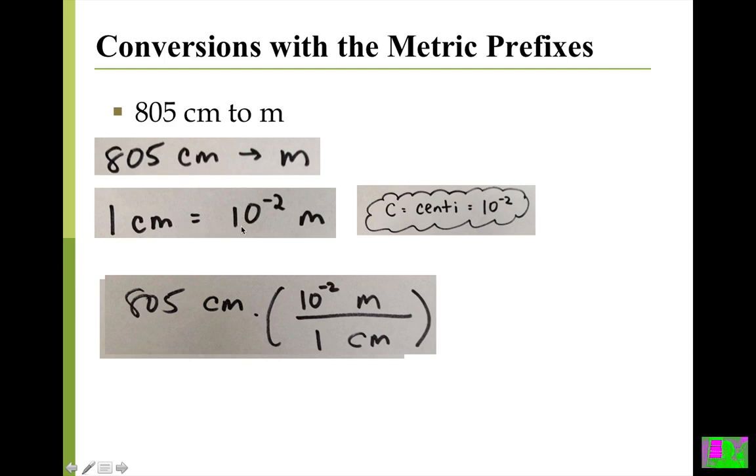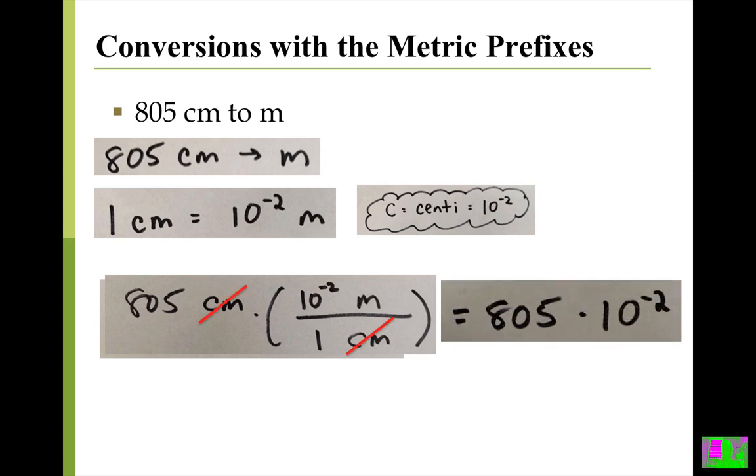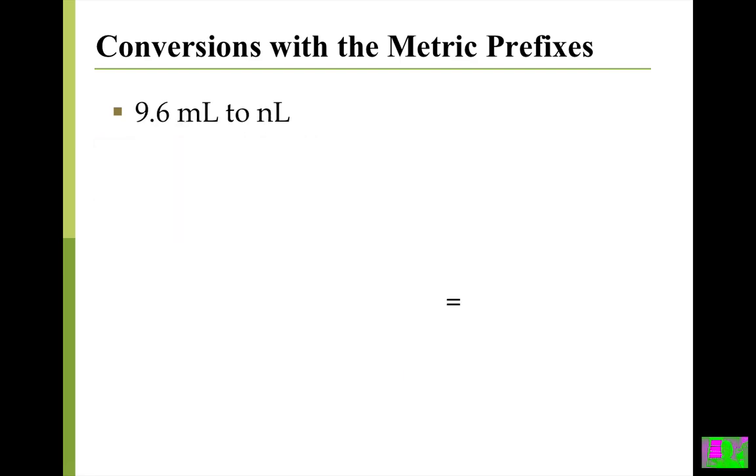As long as I have them opposite each other, at top and bottom or bottom and top, I have a fraction that's equivalent to 1 and is just moving decimal points. It's not changing the measurement. Centimeters cancel out, and I end up with 805 times 10 to the minus 2. That exponential will move the decimal point 2 places to the left, and so I end up with 8.05 meters.